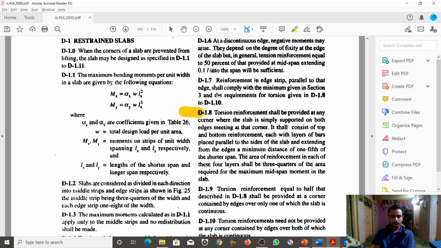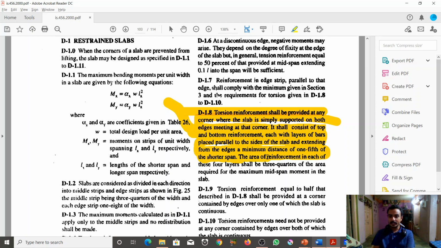Look here. Torsion reinforcement shall be provided at any corners where the slab is simply supported on both edges meeting at that corner. It shall consist of top and bottom reinforcement, each with a layer of bars placed parallel to the sides of the slab and extending from the edge a minimum distance of one-fifth of the shorter span. One-fifth of the shorter span: the length is Lx by 5. It's the length of torsion reinforcement.